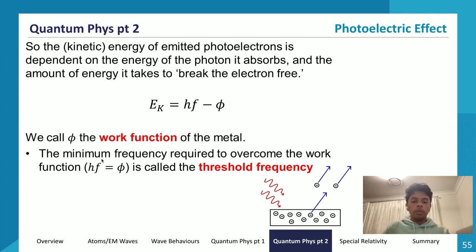So what do we call the minimum frequency required to overcome the work function? We call it the threshold frequency, because the work function is also determined by Planck's equation, hf. And this f that we use to calculate the work function is called the threshold frequency. But don't confuse this hf with the hf above, because that hf corresponds to the energy within a photon, and this hf corresponds to the frequency that we need to supply to overcome the work function of the metal.